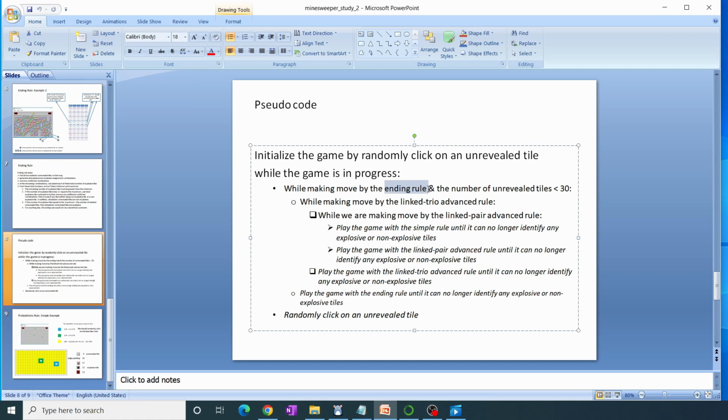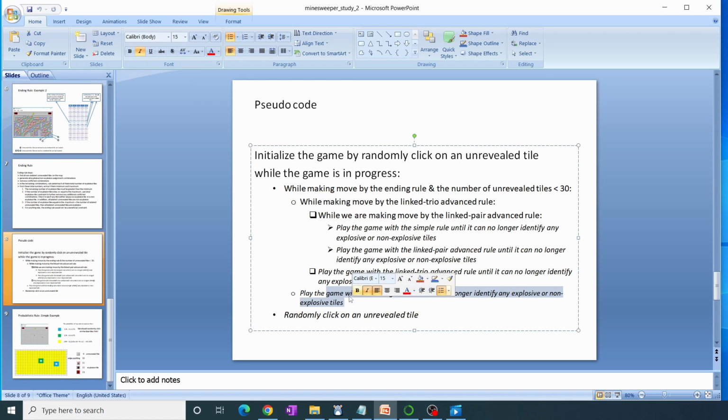Lastly is the ending game rule. Because the ending game rule is typically useful only toward the end of the game, I have an extra condition to prevent the program from unnecessarily executing the ending rule, which can be computationally expensive. This extra condition is when the number of unrevealed tiles is less than 30. This condition has to be met before I implement any ending rule. The other while loop logics are very similar, so I will skip the explanation for the ending rule while loop logics.